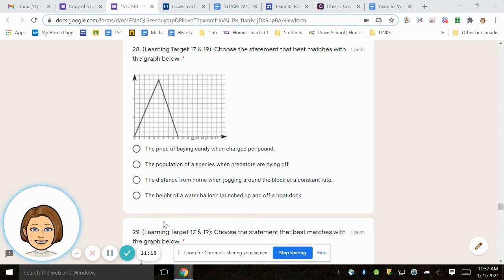Number 28. Choose the statement that best matches with the graph below. So here you have a graph. Looks like an upside down V. The price of buying candy when charged per pound. The population of a species when predators are dying off. The distance from home when jogging around the block at a constant rate. Or the height of a water balloon launched up and off a boat dock.